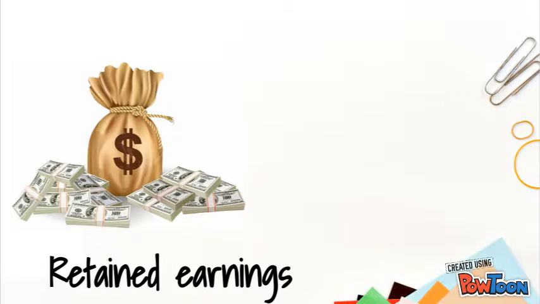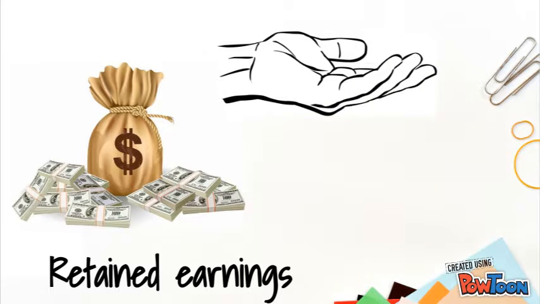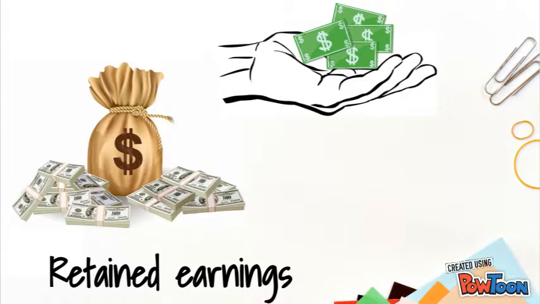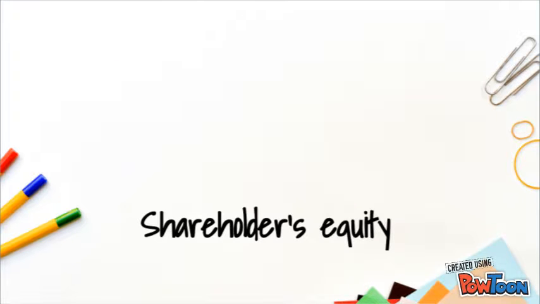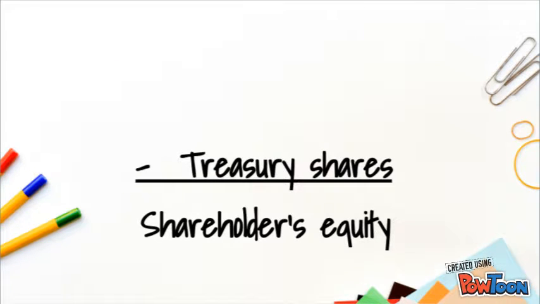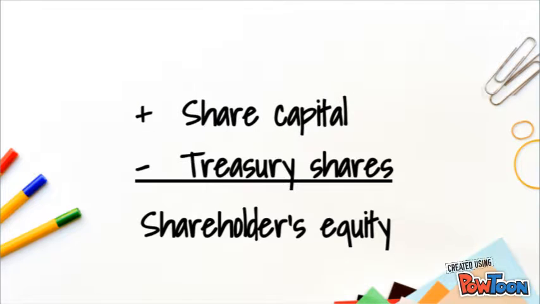Retained earnings are derived from profits reinvested in the business and not distributed to shareholders in the form of dividends. It can also be used to pay off debts. Shareholders' equity can also be calculated by subtracting the value of treasury shares from a company's share capital and retained earnings.